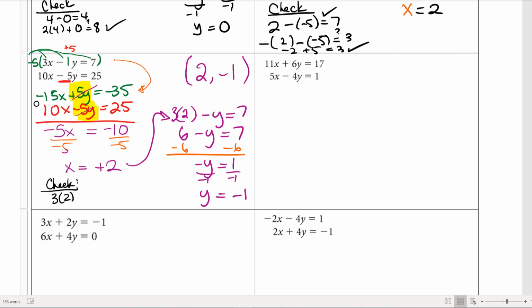3 times 2 minus 1 times negative 1, that's what, 6 plus 1. Does that equal 7? Yes, it does, so the first one checks out. The next check is 10 times 2 minus 5 times negative 1, and that's supposed to equal 25. So we got 20 plus 5 equals 25. So that one also checks out. So I know my solution is 2, negative 1.